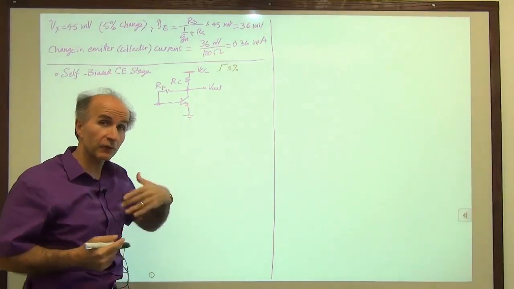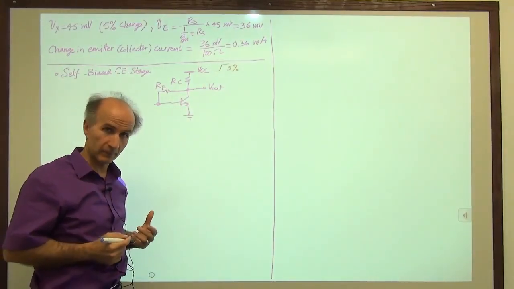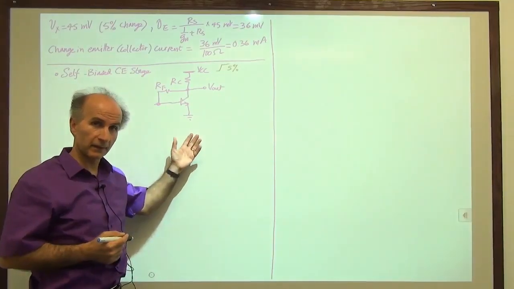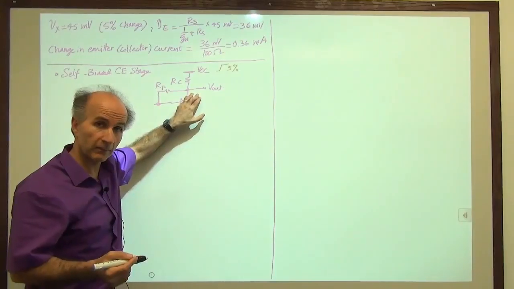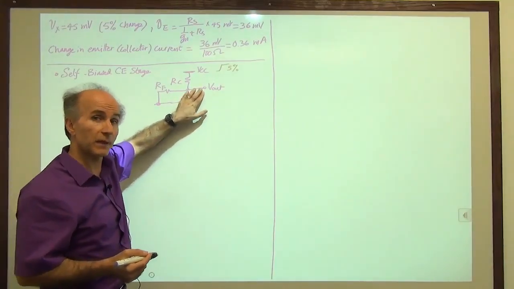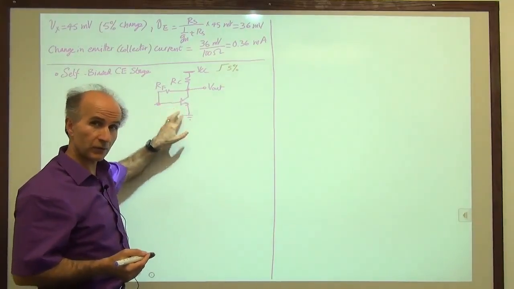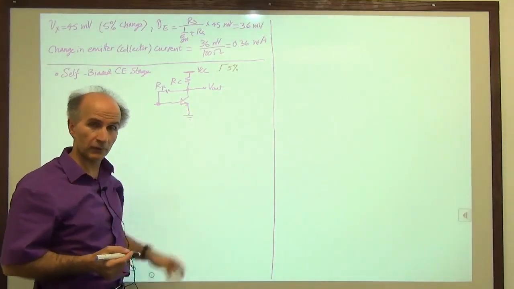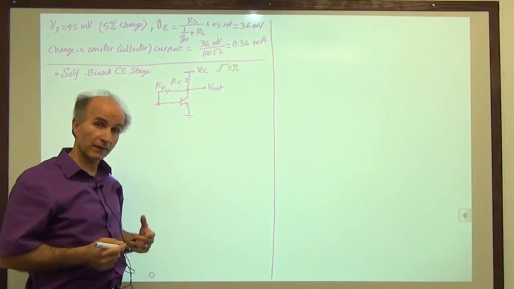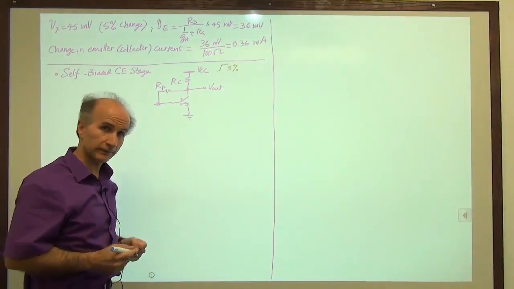So there's a self-correction mechanism in the circuit. Supply goes up by 5%. This wants to go up by 5%, but it doesn't, because if it goes up, then it raises the base voltage. The base voltage raises the collector current. The collector current wants to reduce that voltage. So that's why we call this a self-biased stage.